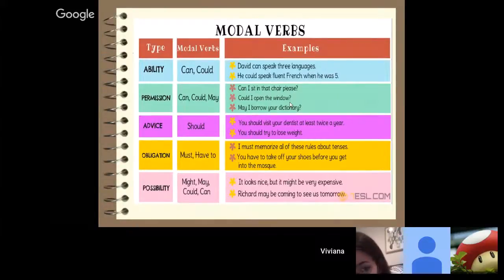Now, must and have to express obligation. It's something that you must do, you have to do. I must memorize all of these rules about tenses. You have to take off your shoes before you get into the mosque. Now, might, may, could, and can are also used for possibility. It looks nice, but it might be very expensive. Richard may be coming to see us tomorrow. Now, we're going to see this explanation more deeply.